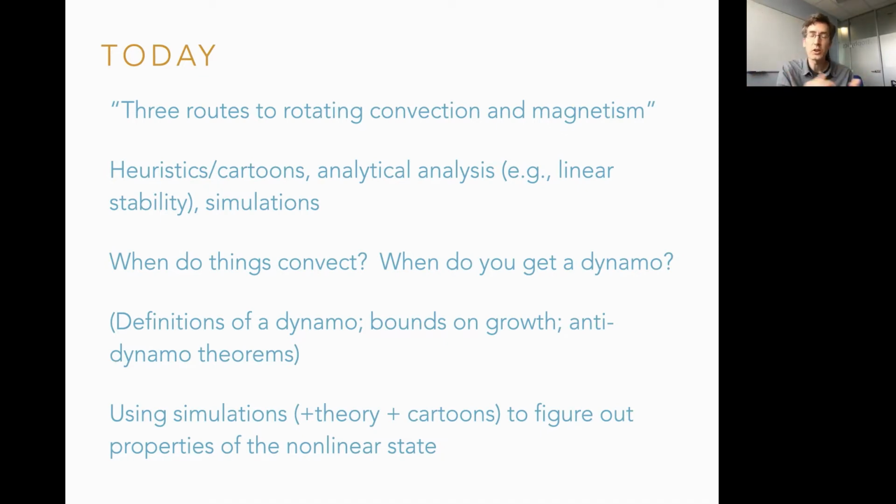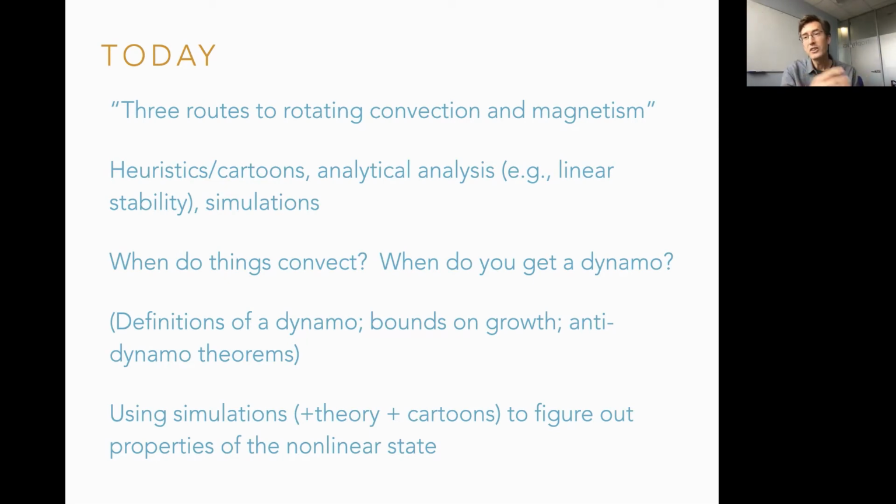And so some of the specific questions I thought we might talk about today as time permits are just, look, when do you get convection in the first place? When do you get a dynamo? Along the way, I'll talk about what a dynamo is and some bounds on growth and anti-dynamo theorems, things like that. But looking ahead a little bit, you might expect that those are aspects of the state near marginal stability. And so they might be accessible to linear theory, maybe, or semi-analytical theory or something.